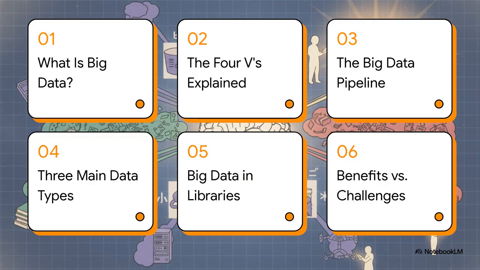Here's what we've got on tap. We'll kick things off at the basics, what big data actually is. Then we'll get into its core characteristics, the famous 4 Vs. After that, we'll walk through the technical side of things, check out the different types of data you'll run into, and then get to the really good stuff, how this applies to your library. And finally, we'll wrap up by weighing the pros and cons to give you the full picture.